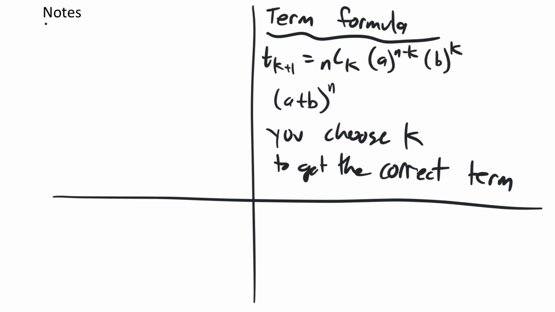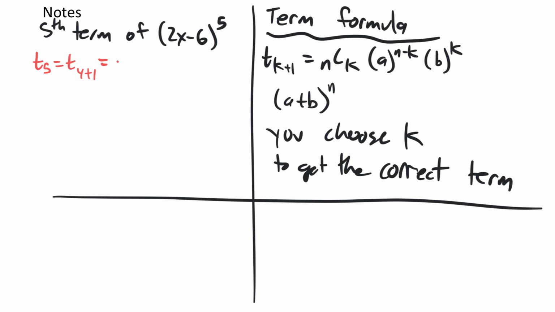So for an example, let's find the fifth term of 2x minus 6 to the power of 5. So go ahead and pause the video and give that a try. All right, so we should have t5, which means we need t4 plus 1. K needs to be 4. 5 choose 4, 2x to the 5 minus 4, negative 6 to the 4. And so that should work out to 12,960 x.